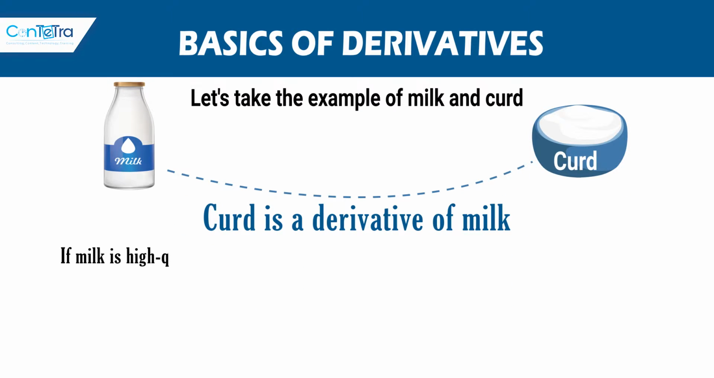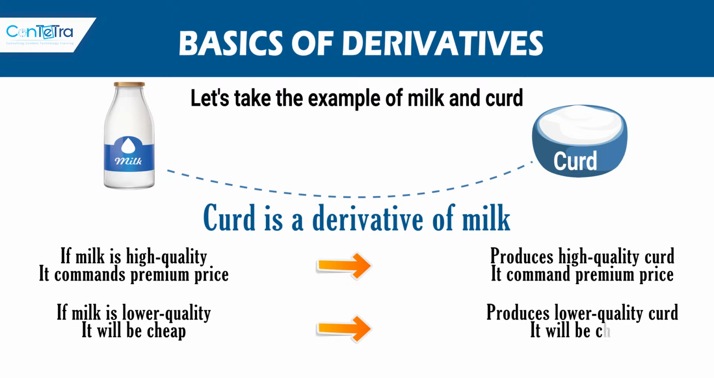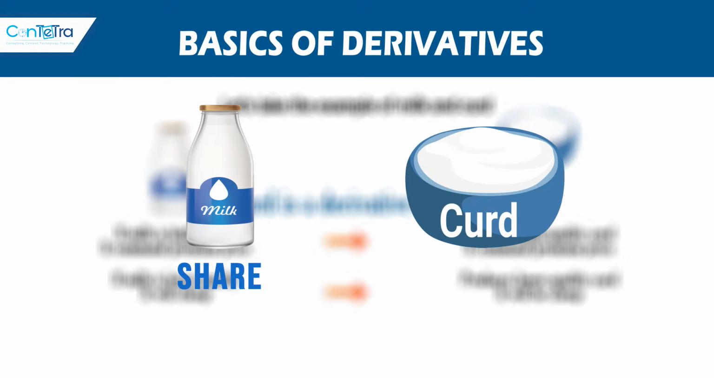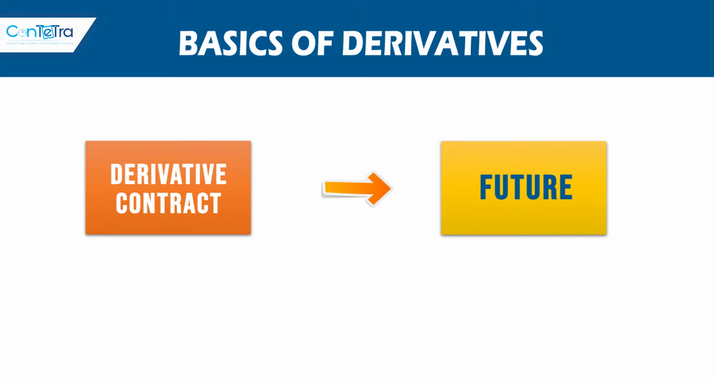If the milk is of high quality, of course it commands a premium price, and the curd also will be of higher quality and command a premium price. If milk is cheap, the quality is lower, the curd also will be poor quality and the price will be cheaper. So there is a positive correlation between the quality of milk and the price of curd. So here milk is the share, future is the curd. Yes, ladies and gentlemen, a derivative contract which is commonly traded on a stock exchange is known as a future.